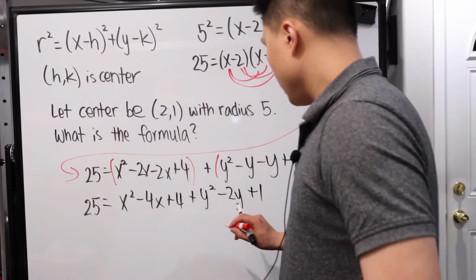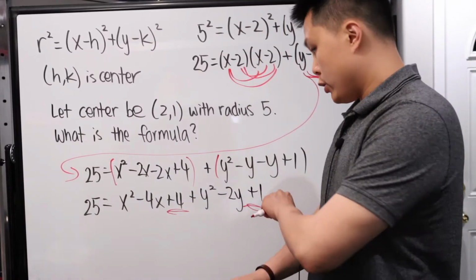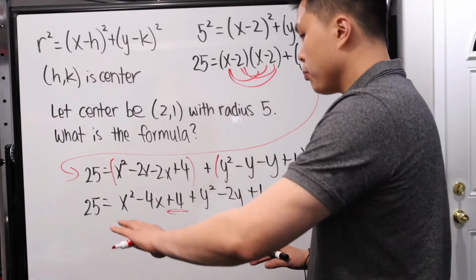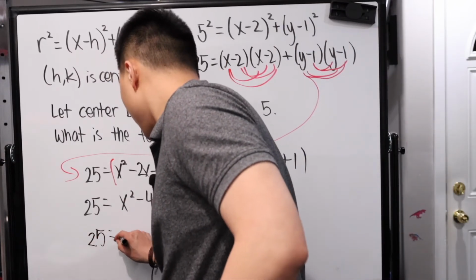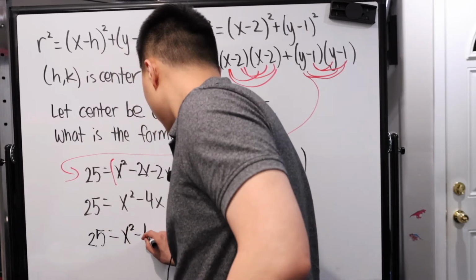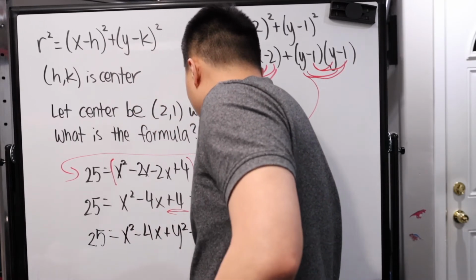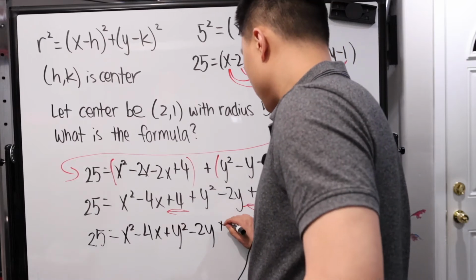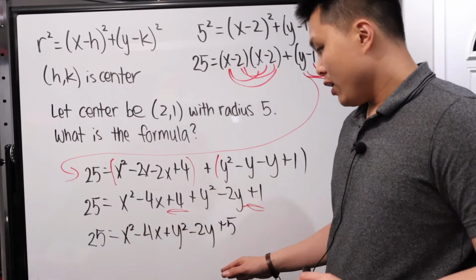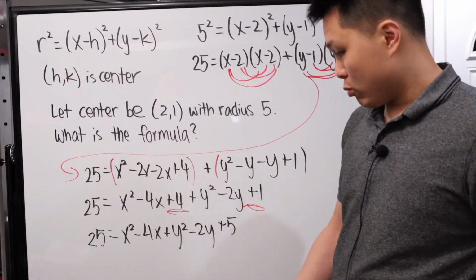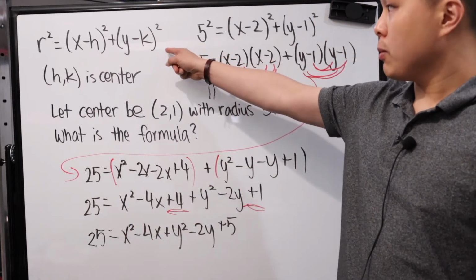And the last thing is these guys right here, we have to combine. That's one common mistake if they want you to be completely simplified in all ways. 25 equals x squared minus 4x plus y squared minus 2y, and then these guys combine to become plus 5. So this would be something you might potentially see. And the next problem you can guess is we're going to give you something like this, and we've got to convert it backwards to something like this.